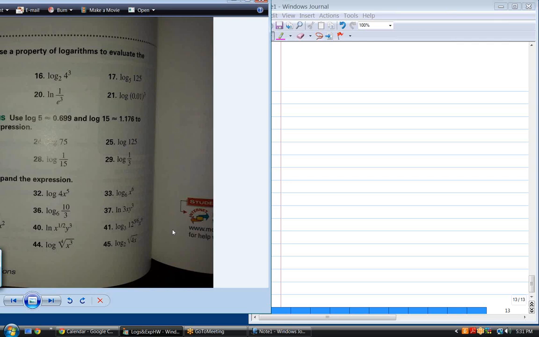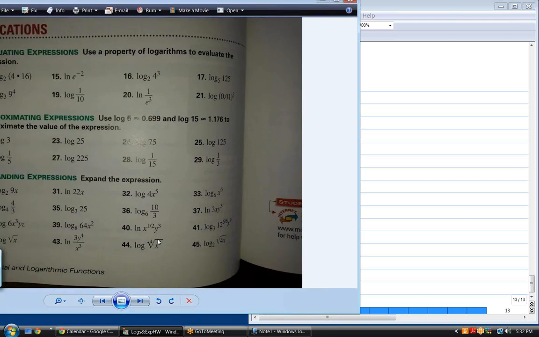Log base 6 of 10 minus log base 6 of 3, just 3. Number 33, is that 33, not 36? This one here, 6 log base 6 of x. Okay. I wondered where you were getting those numbers, and then I saw this one down here. Was that the one you were doing, 36? Yeah. Okay.